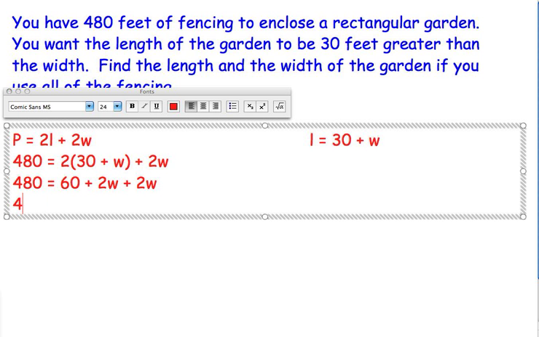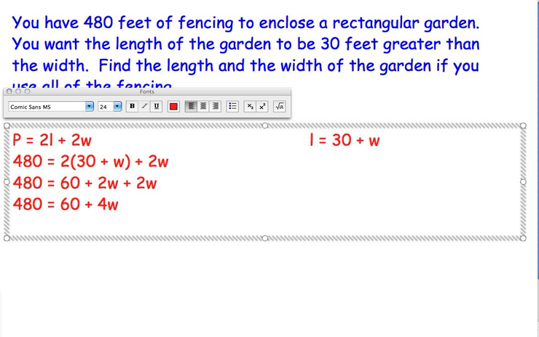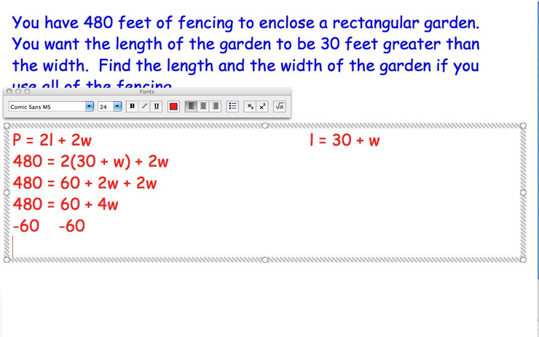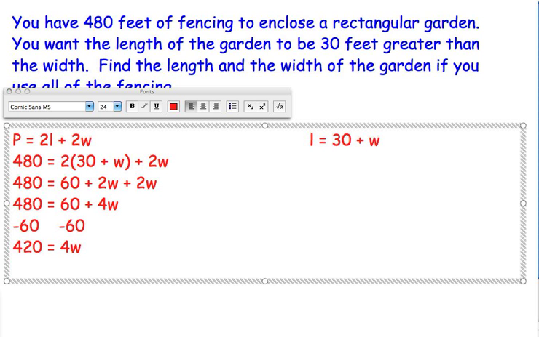And then I start simplifying again with like terms. 2W plus 2W is 4W. And then I want to get the W by itself. So the opposite of adding 60, it's a positive 60, so I'm adding 60, would be to subtract 60. Now realize that if I subtract 60 from one side, I've got to subtract 60 from the other side. So now I'm left with 420 equals 4W. And again, 4 times W, 4W. What's the opposite of multiplying by 4? Would be dividing by 4.